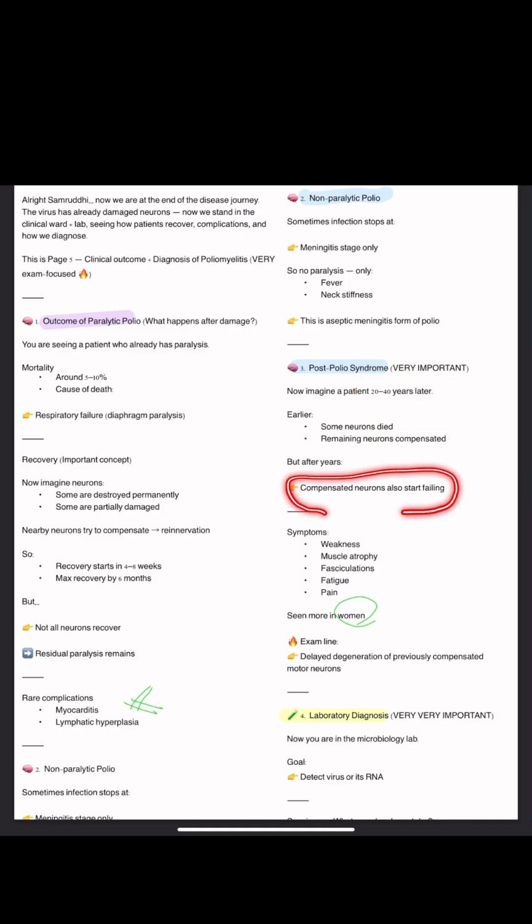But after years, compensated neurons also start failing, and there are symptoms like new weakness, new muscle atrophy, fasciculations, fatigue, pain, and it is seen more in women due to factors like low muscle mass and hormones, and more workload on the less muscle mass. Okay, so delayed degeneration of previously compensated motor neurons. Okay, that is the reason why post-polio syndrome occurs.